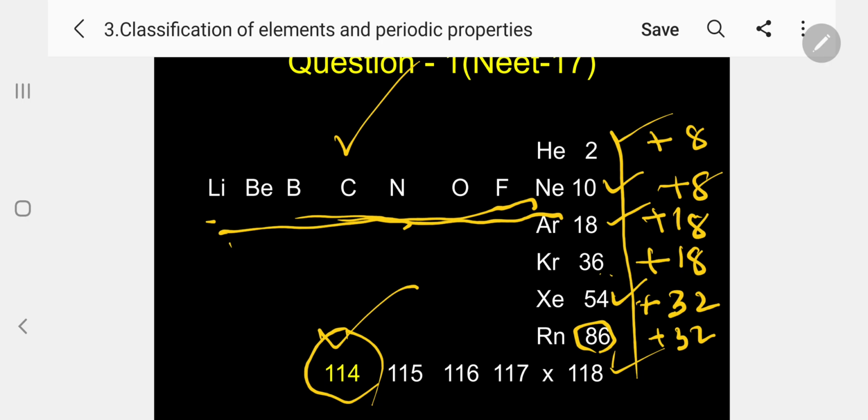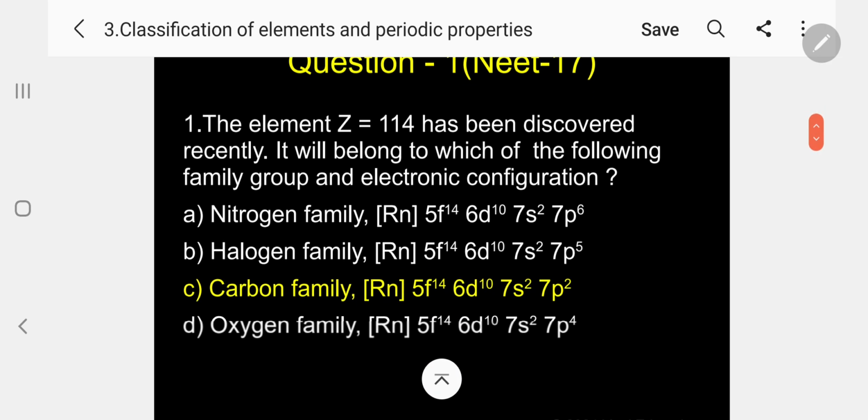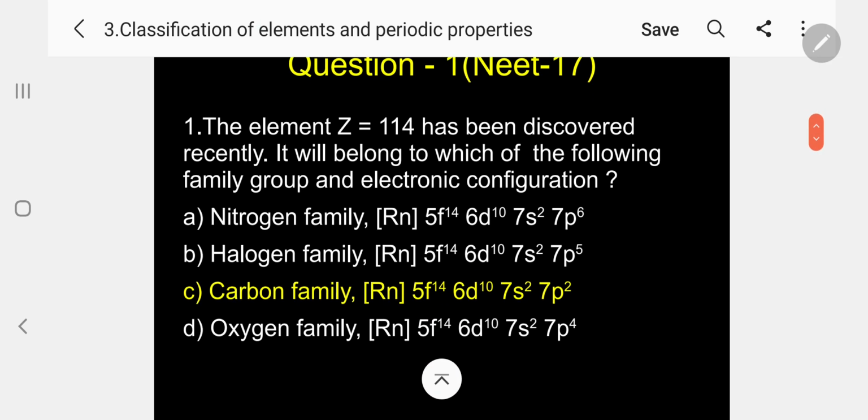But in the examination, you need not do all these things. Simply write this, find out the 118. From that, go left side, find out this. This will take only 10 or 15 seconds. Please follow. So the correct answer is C. Kindly follow, C is the correct answer.